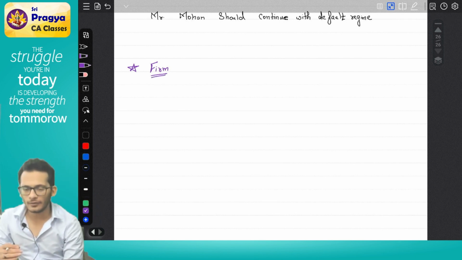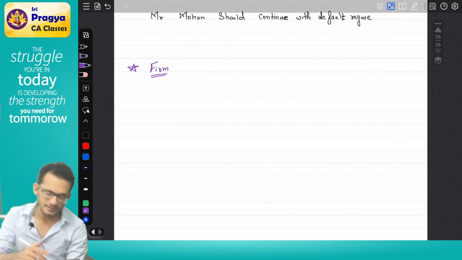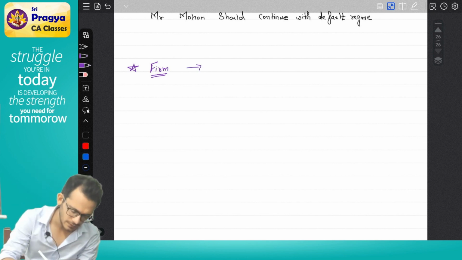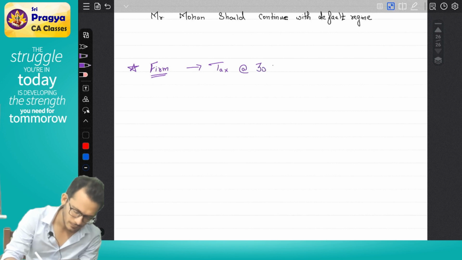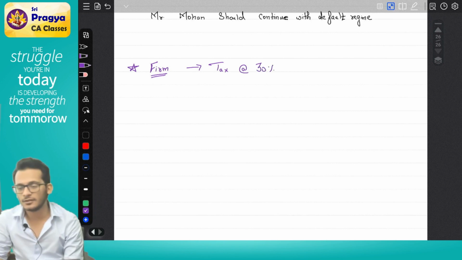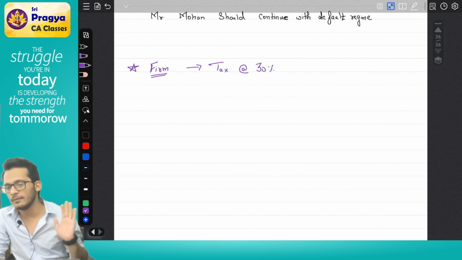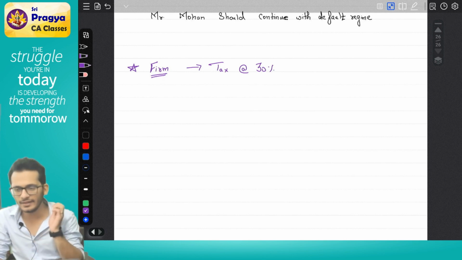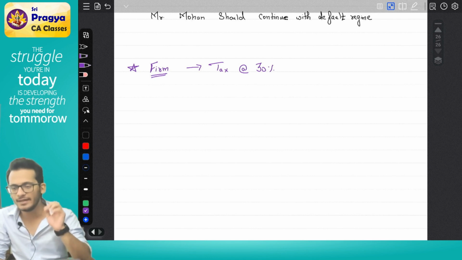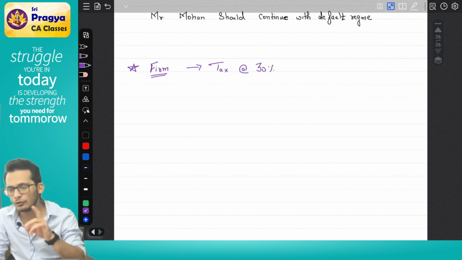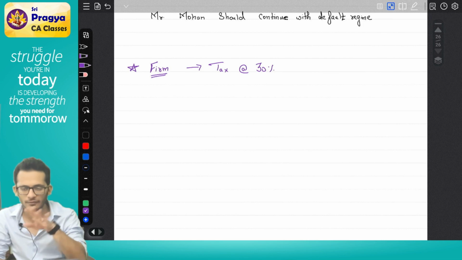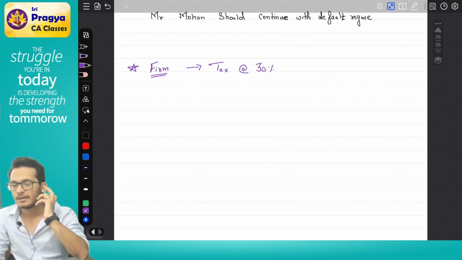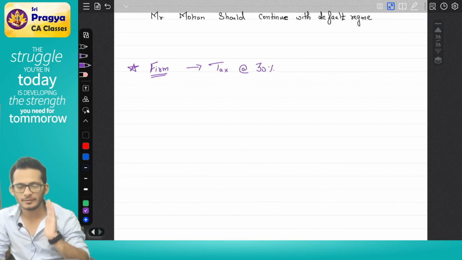A straightforward 5 seconds answer: a firm is taxable at 30%. The chapter is over, that's all. A firm is taxable at 30%. I don't care whether he is resident or non-resident, in India or in foreign. He earned 1 lakh rupees, 1 rupee, 10 crore rupees, 5 crore rupees, doesn't matter. Tax is 30%.